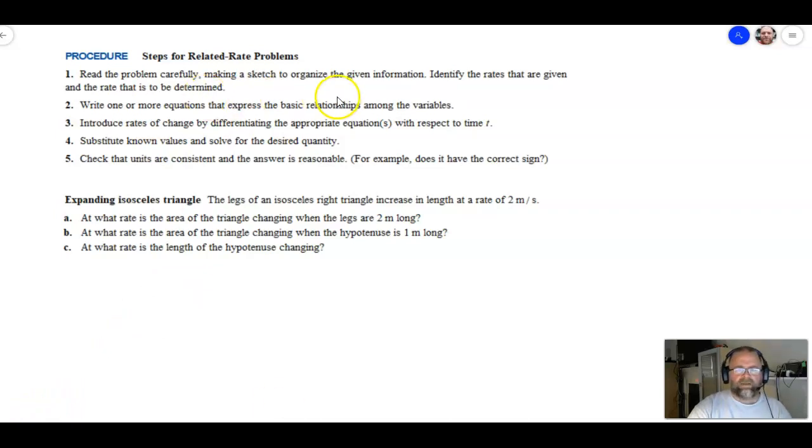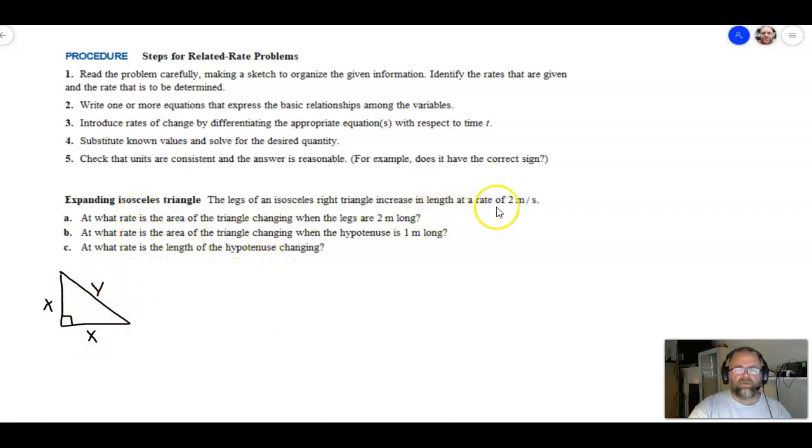Okay, so it says read it carefully, and we want to draw some pictures if we can. We want to write down what we know and then write down what we're trying to find. So that's the first thing I'm going to do. I'm going to make an isosceles right triangle. It doesn't have to be perfect, but something like this, where these two sides are going to be equal. So I'll call those both x. And then the hypotenuse I can call y. So here's what we have right here.